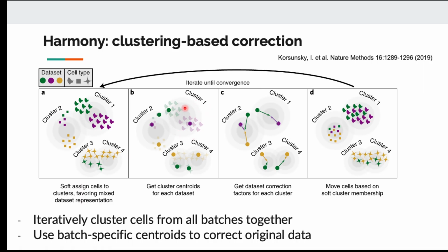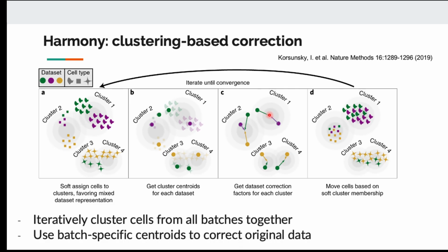But if the assumption is these are the same cell type, in the end, once we integrate the data, we want them to overlap. So what we want to do to the data is take data from the green sample and move it this way according to the green arrow, and data from the purple sample, move it this way, so that they are overlapped in the center of the cluster.